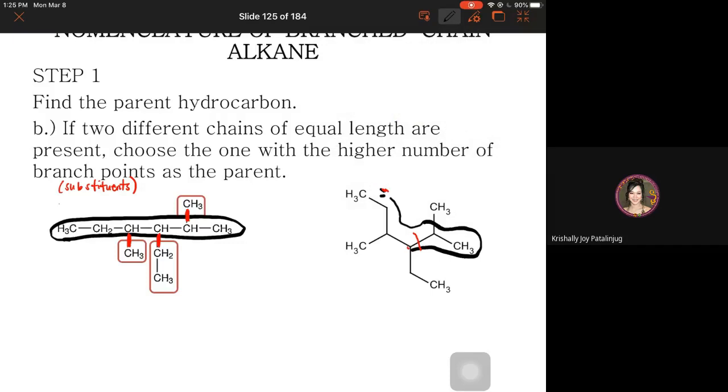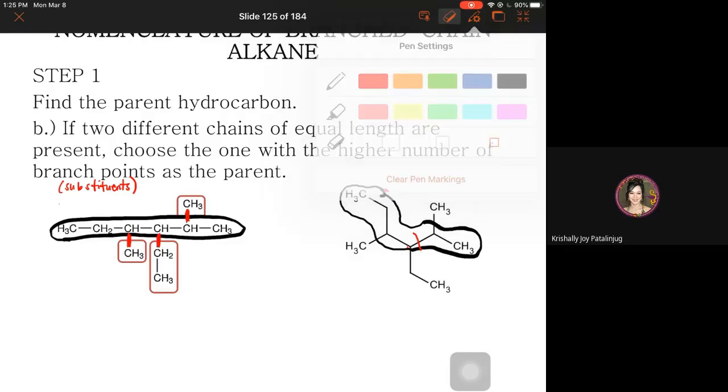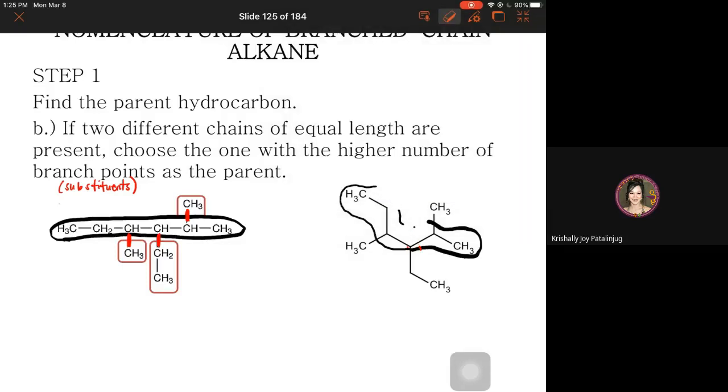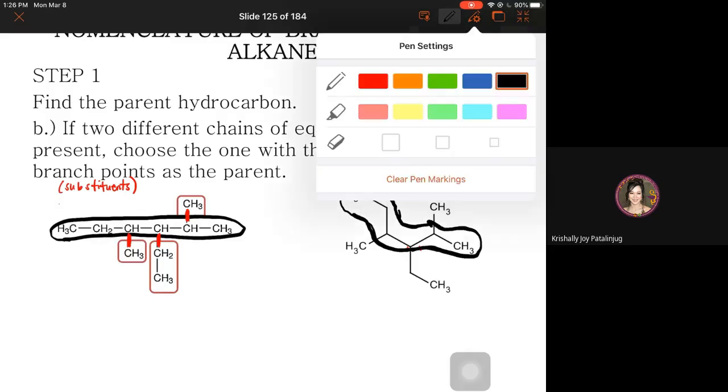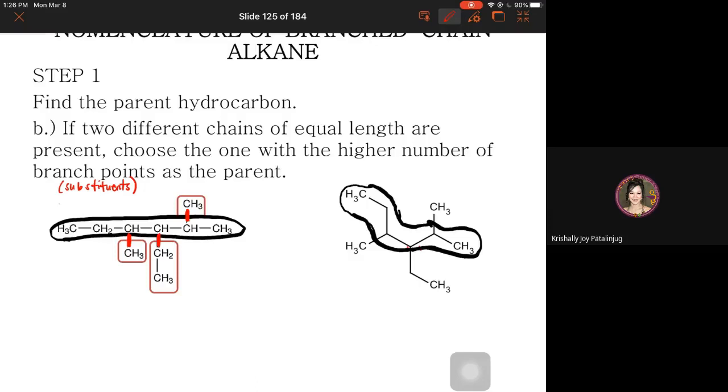Okay? Ayan. So that is a 6 carbon chain with the one na may higher number of branch points. So hanapin natin yung branch points. Una, pangalawa, and pangatlo. Diba? Mula sa parent, may sanga. Okay? Mula sa parent, may 3 sanga.